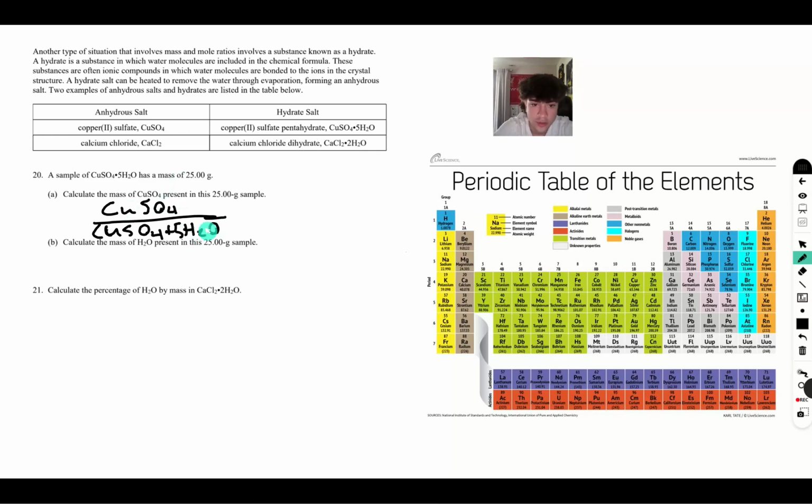So H2O, the mass of that is 18.02 times 5, which gives you 90.1. So we have 90.1 plus this over this. So let's find out what CuSO4 is. O4 is 64, sulfur is 32.06. So we get 92.06 plus copper, 63.55. So the mass of CuSO4 is 155.61.